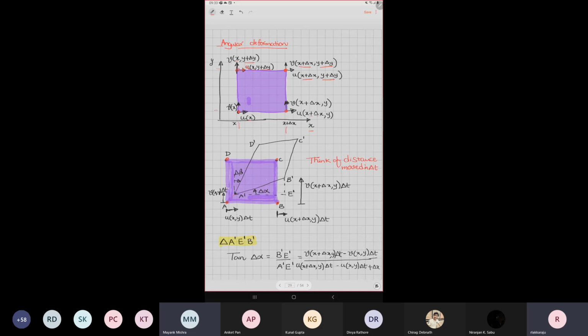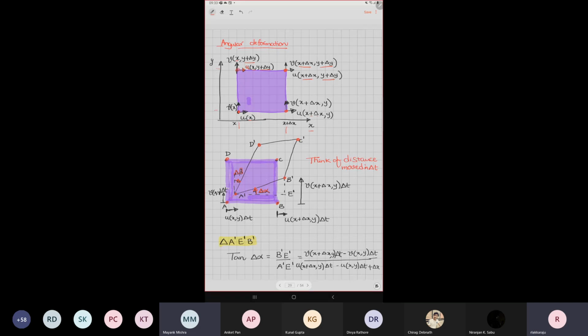Once the coordinate system is fixed, this is the way they travel in space for a given amount of time delta t. If it is getting deformed into A prime, B prime and C prime, D prime, how much angular deformation happened? Can I really track it? How much is the angle change delta alpha? How much is the angle change delta beta?